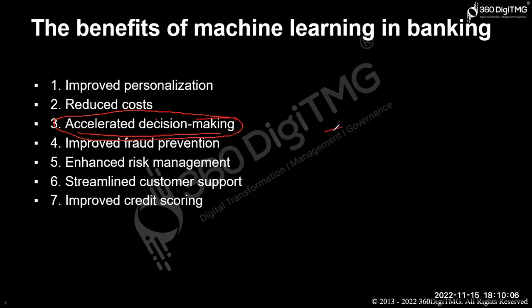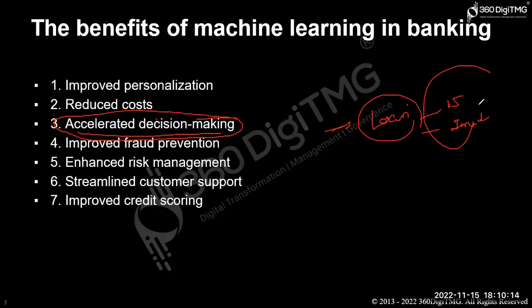Let's say you have applied for the loan and it's been 15 days, 1 month, no reply. So what is that? They are manually going through all the documentation in order to approve it. So it will take a lot of time.